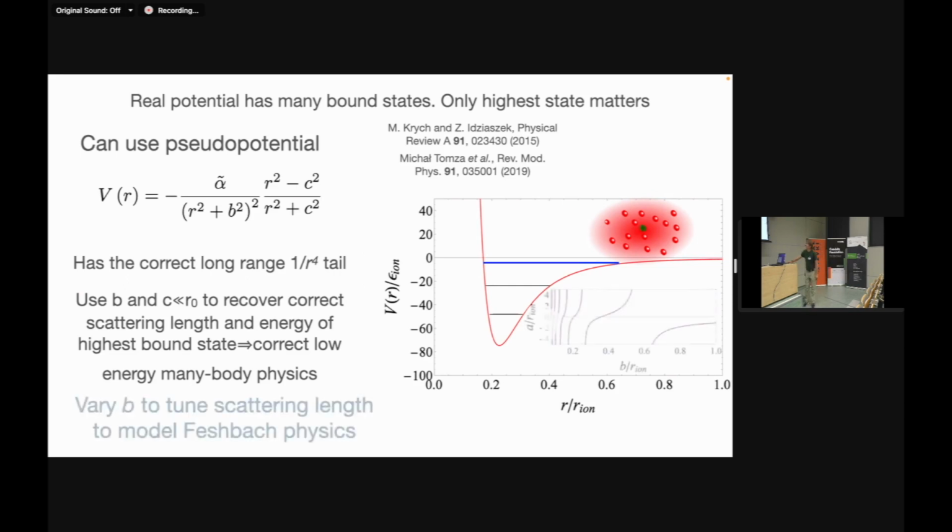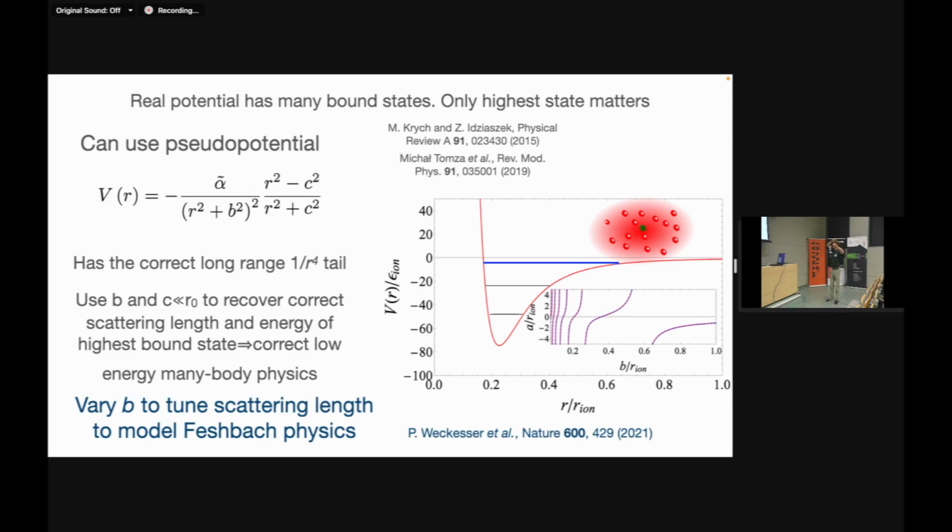So this is the pseudopotential. What we will do is, we heard that there are now beautiful experiments where they actually see Feshbach resonances between atoms and ions. So we will model this by simply varying this parameter b. So c determines where it becomes repulsive, which we keep small. And then we vary b so that we can go through a bunch of Feshbach resonances where new bound states enter. This is what we will do in the rest of the talk.